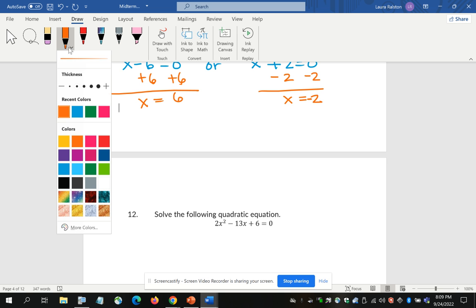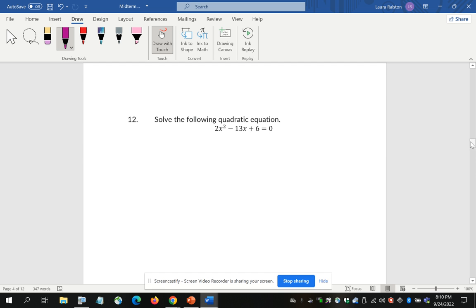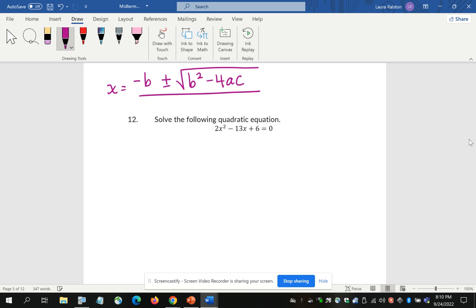All right, the next question is another one for solving the quadratic. We have 2x squared minus 13x plus 6. To demonstrate it for you, I'm going to do this one by quadratic formula, which is one of the formulas on your sheet. If you don't remember it, it is x equals opposite of b plus or minus the square root of b squared minus 4ac all over 2a. A is always the number in front of the squared term. b is in front of the x, and c is the constant.